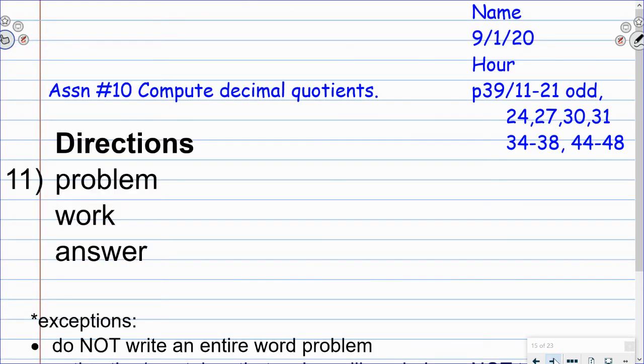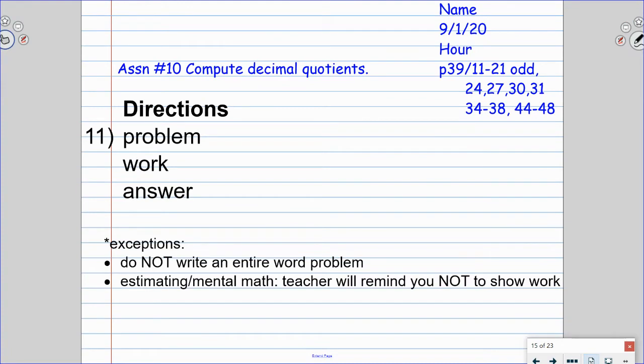Why don't you go ahead and pause for a moment, title your paper, please: name, date, period. You're either looking at this on the 1st of September or the 2nd of September. Page 39, 11 through 21 odds, and then write all those problems down, 24, 27, 30, 31, 34 to 38 all, and 44 to 48 all. Assignment number 10, computing decimal quotients.